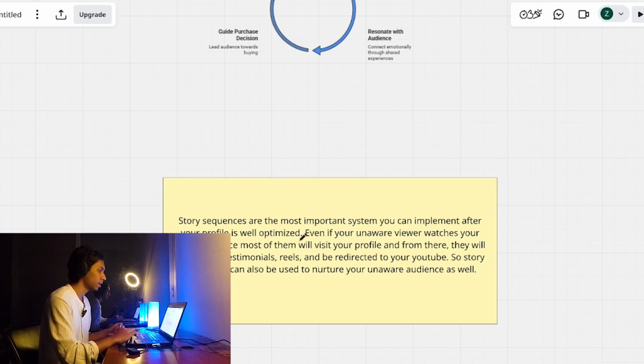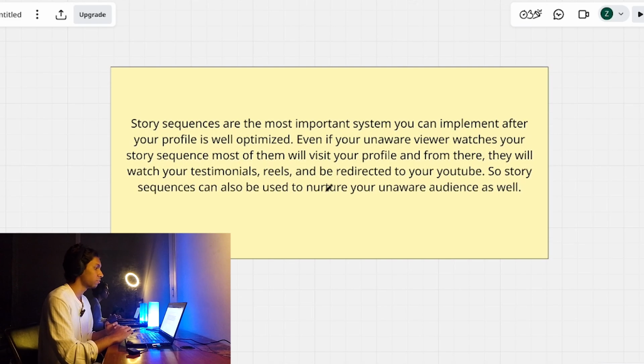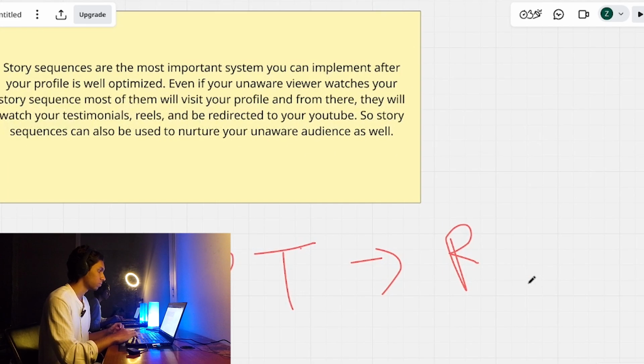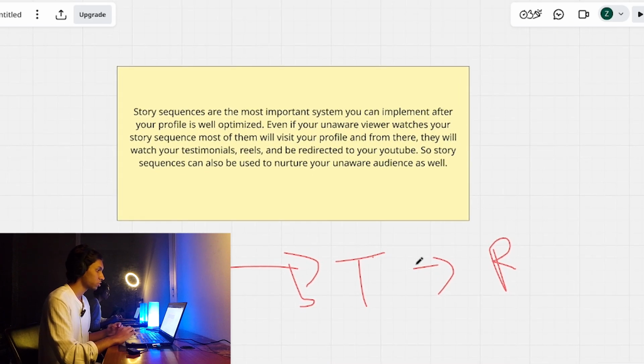So basically, story sequences are the most important system you can implement after your profile is well optimized. And think about it like this. Even if your unaware viewer watches your story sequences, most of them will visit your profile, and from there, they will watch your testimonials, they will watch your reels, and they will be redirected to your YouTube if you have a link in your bio or highlights or somewhere. So story sequences can also be used to nurture your unaware audience.